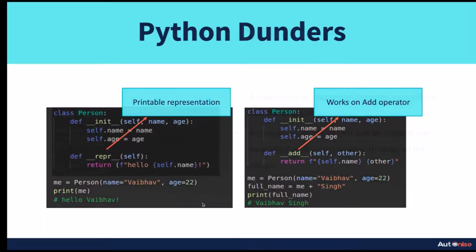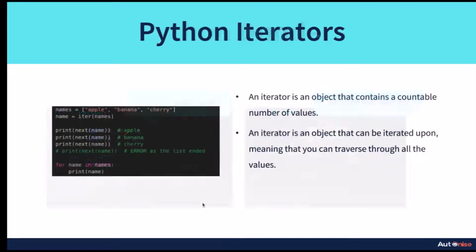Next, we can learn about iterators. As in the last session, we iterated over a list and a dictionary using a for loop. There's another way we can do that, which is using an iterator. Let's see this within code.